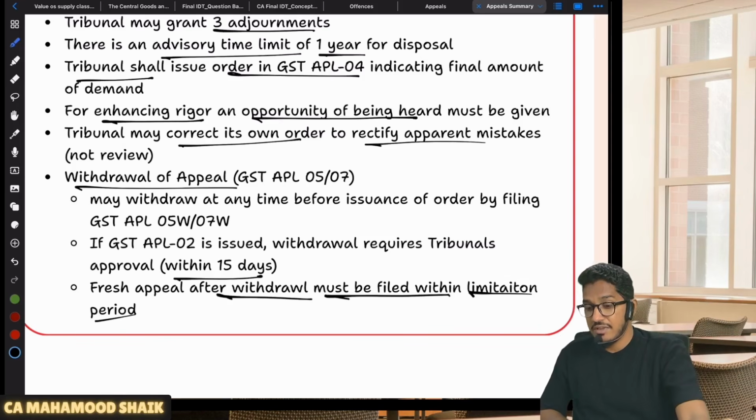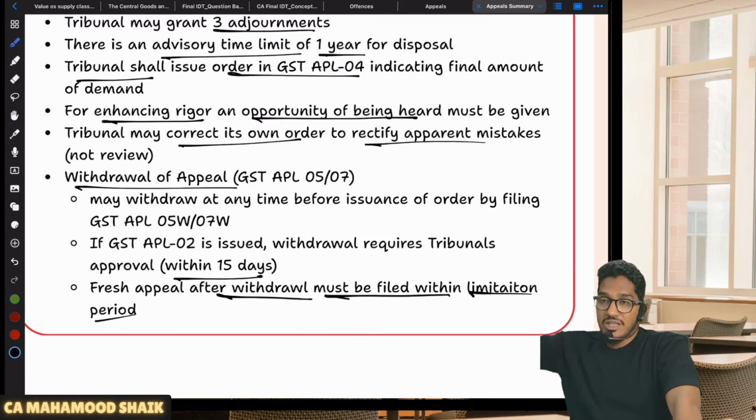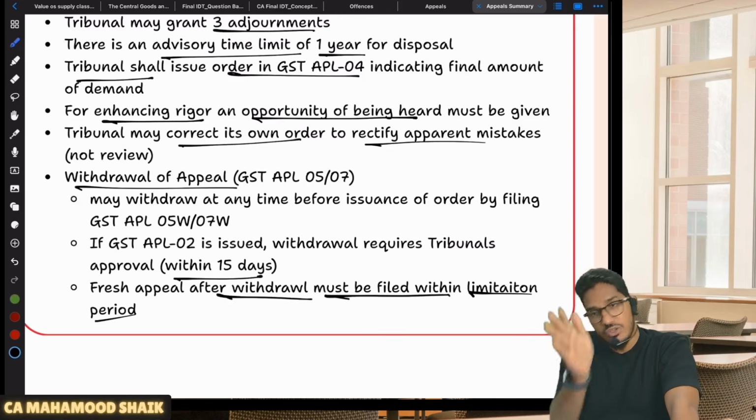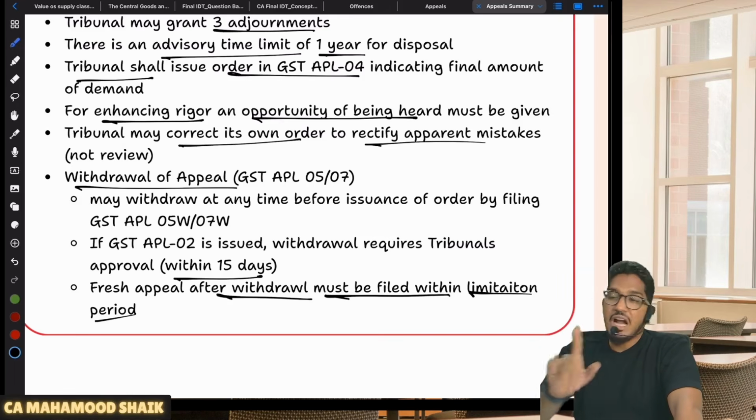Now GSTAT has given an order, okay, there is a consideration of this much amount, and on this amount you are required to pay GST. Now you can't say I will go to High Court challenging that the amount is not 5 lakh rupees, the amount is 10 lakh rupees. You can't go. Why? Because the final fact finding authority is the appellate tribunal.